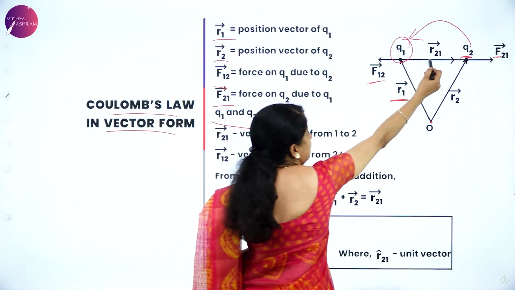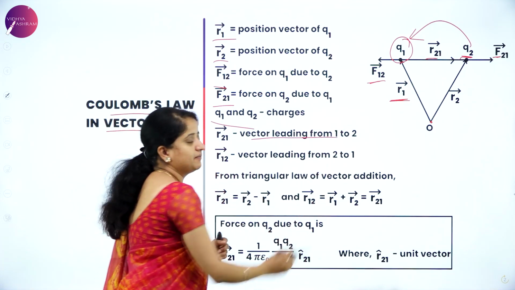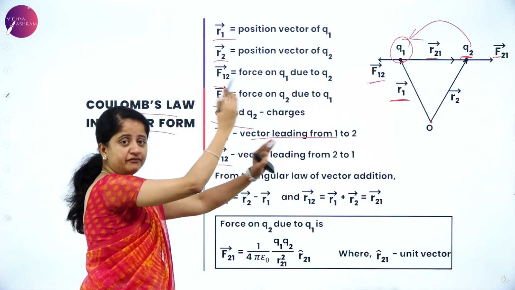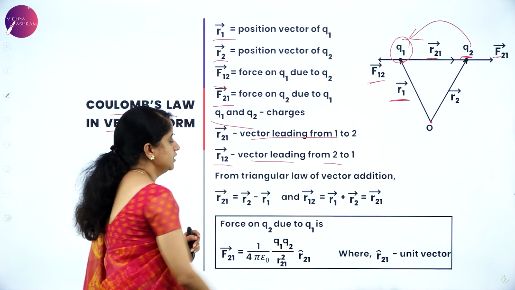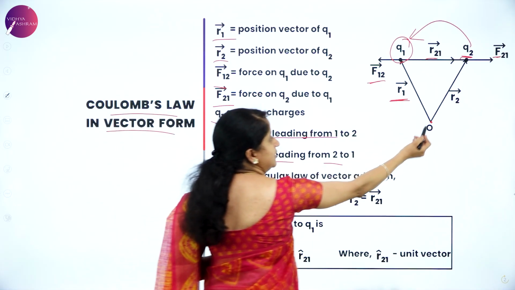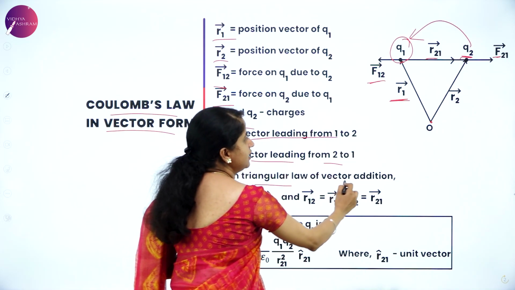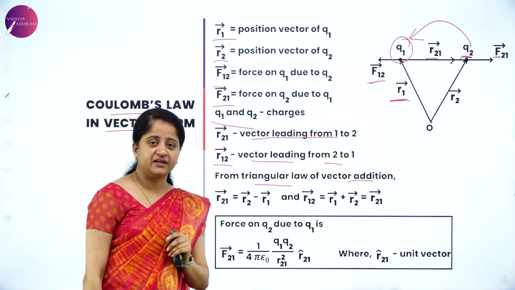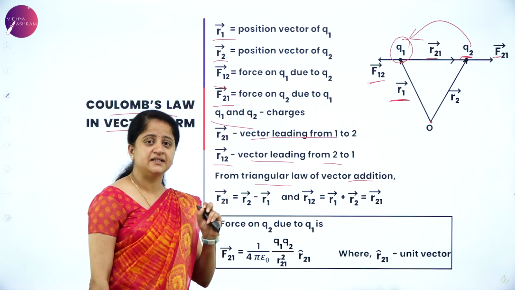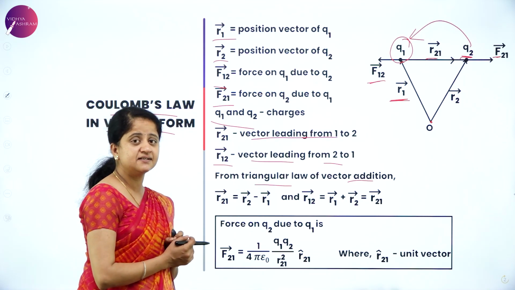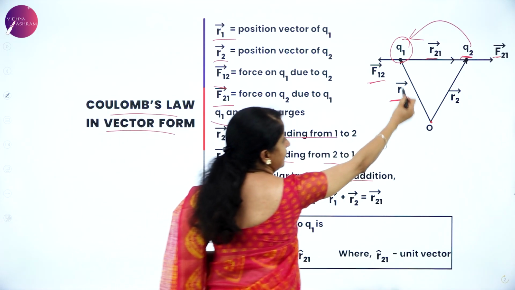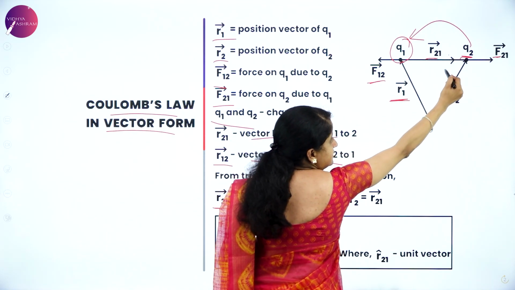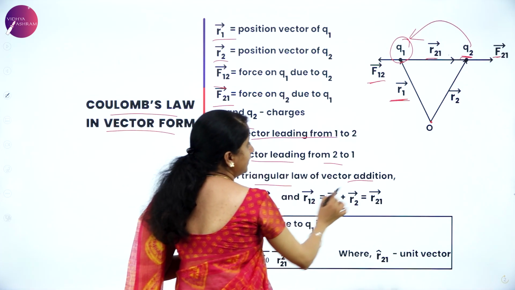What is R21? It is the vector leading from charge 1 to 2, and R12 is the converse of that, the vector leading from 2 to 1. Now this seems to be a triangle. From the triangular law of vector addition, if two sides of a triangle are taken in order, then the resultant is represented by the third side of the triangle. So from this triangle we can say R21, the direction is this way, which is equal to R2 minus R1.